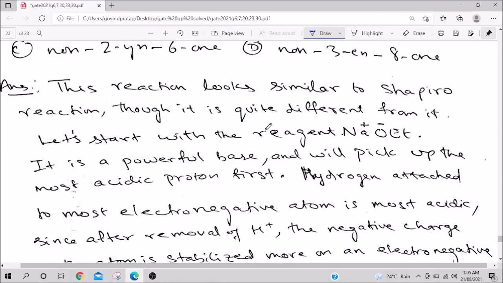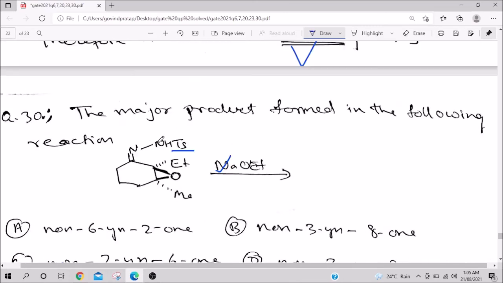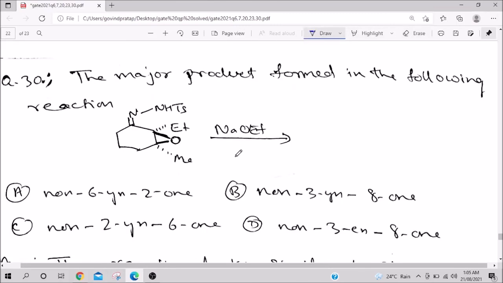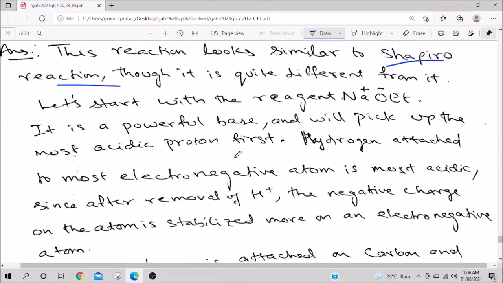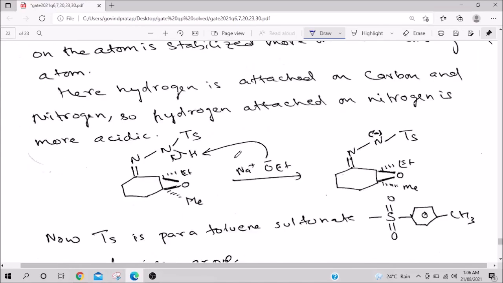which reaction is this? It looked to me like a Shapiro reaction, because in the Shapiro reaction you use n-butyllithium and you have NH-NH-Ts, but it gives a very different product. You get an alkene. But to a certain extent it is similar. What guides the reaction is this. Tosyl is a good leaving group. So we have to think about how to make this leaving group leave.